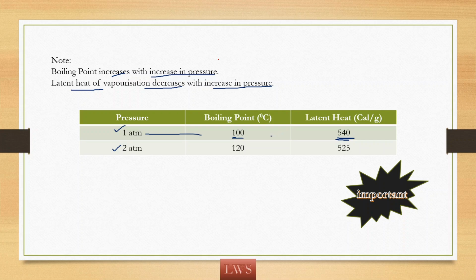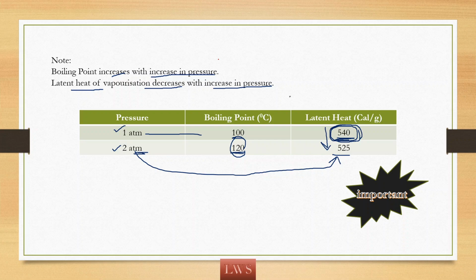I want to remind you one thing. This heat is supplied when the temperature is at boiling point. Okay, when the water temperature is at its boiling point, it requires 540 calories of additional heat to convert to a gas. And if it is 2 atmospheric pressure, the boiling point increases to 120 degrees and the latent heat drops to 525 calories. So in 2 atmospheric pressure, if you supply 525 calories of heat to the water at 120 degrees, then it will convert to the gaseous phase.